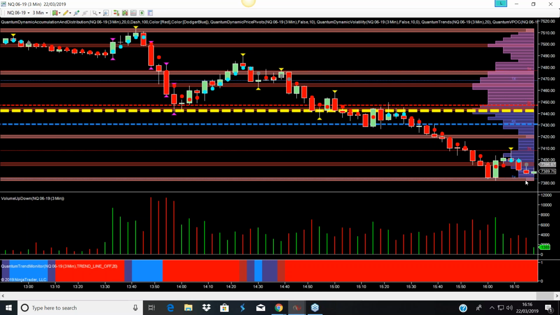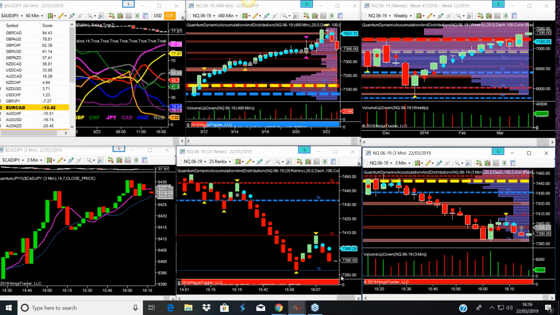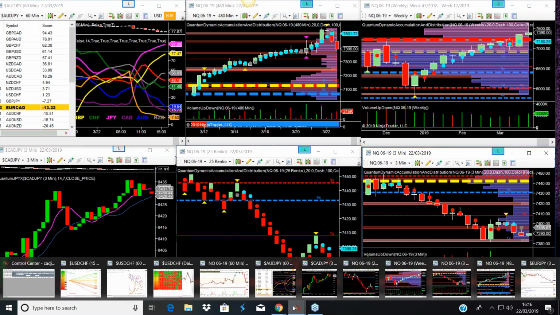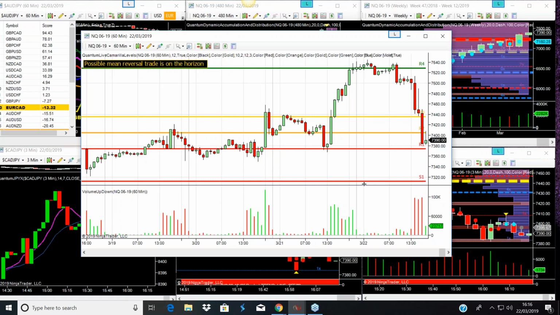Also, because volume price analysis is not just candles and up and down volume, it is also the support and resistance. We have support and resistance from the accumulation distribution indicator, from the volume point of control, and also from the Camarilla. And on the 60, we've got this candle looking like it has a wick to the top. Where is that heading? Well, we have the R1 here, a clear price objective, as it were.